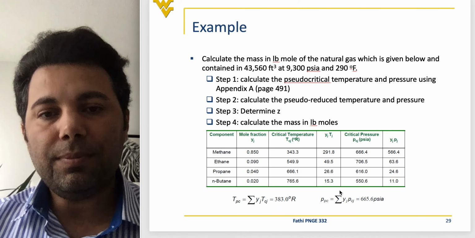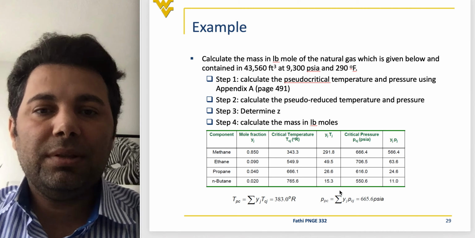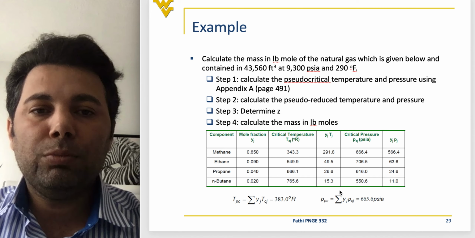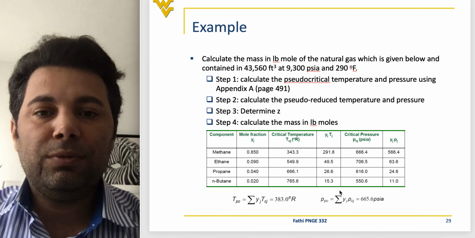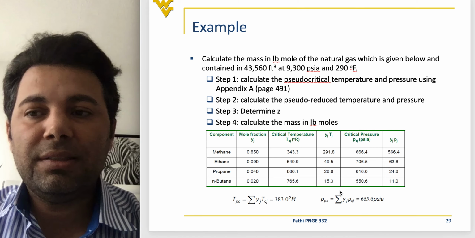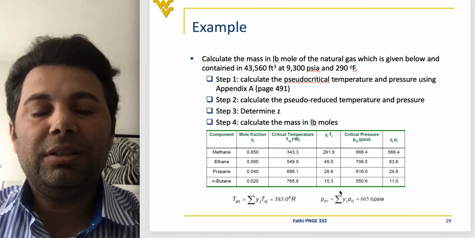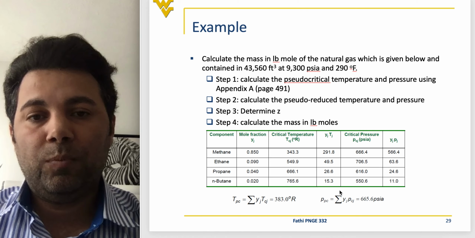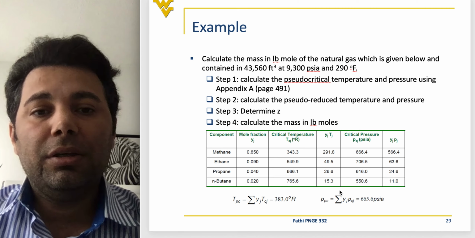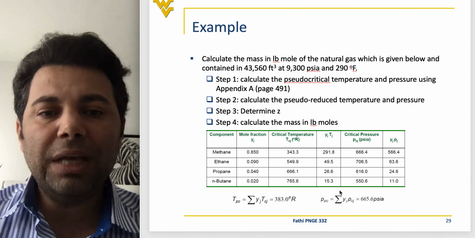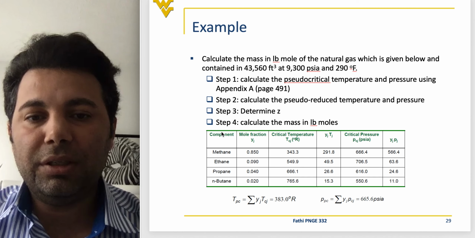Okay. So let's do an example. In this example, it says calculate the mass in pound mole of the natural gas, which is given below, and contained in 43,560 cubic feet at 9,300 psi and 290 degrees Fahrenheit. Okay. So it's like you have a gas in Utica shale. Okay. So to do that, what is given is the components. The components are given.